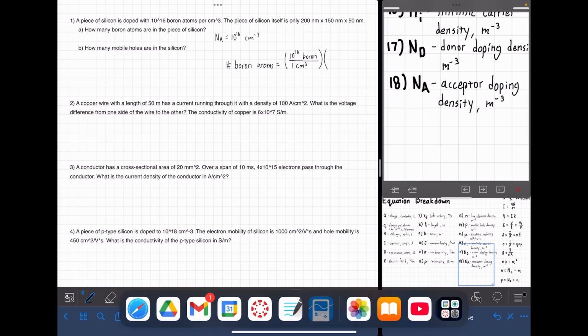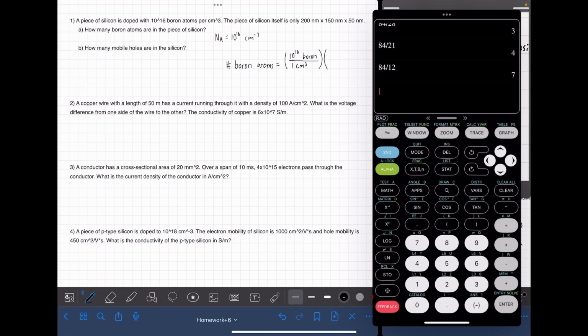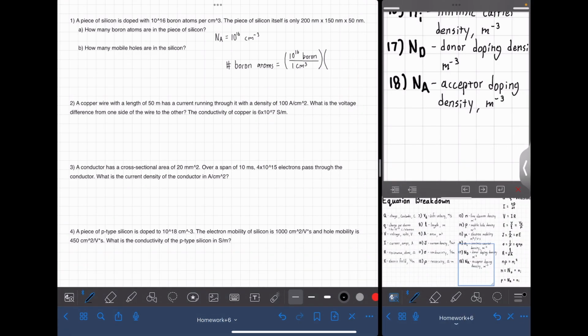So let's get our volume ready. So that's 200 times 150 times 50. So that's 1,500,000 nanometers cubed. So we're multiplying per centimeter by nanometers, so we're going to have to convert first. I think the easiest way to do this would be to just convert our centimeters term into nanometers.